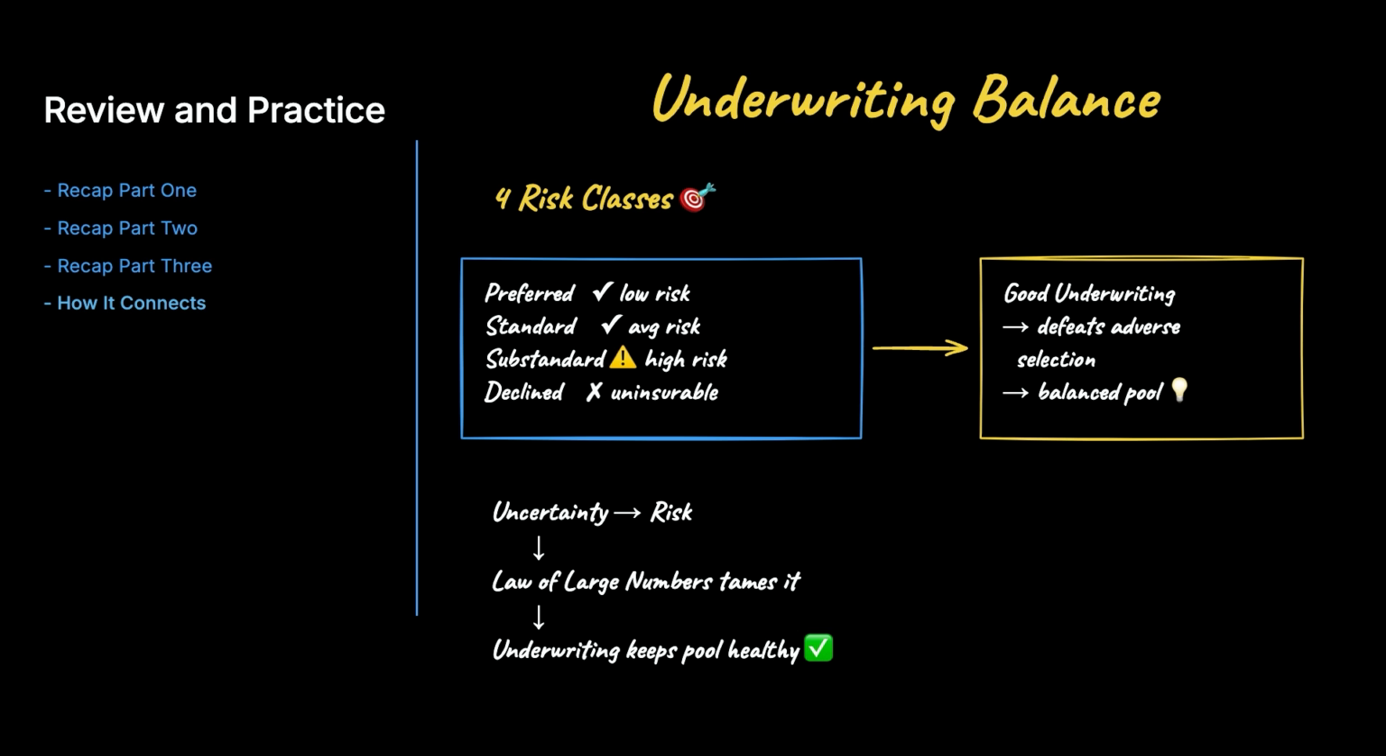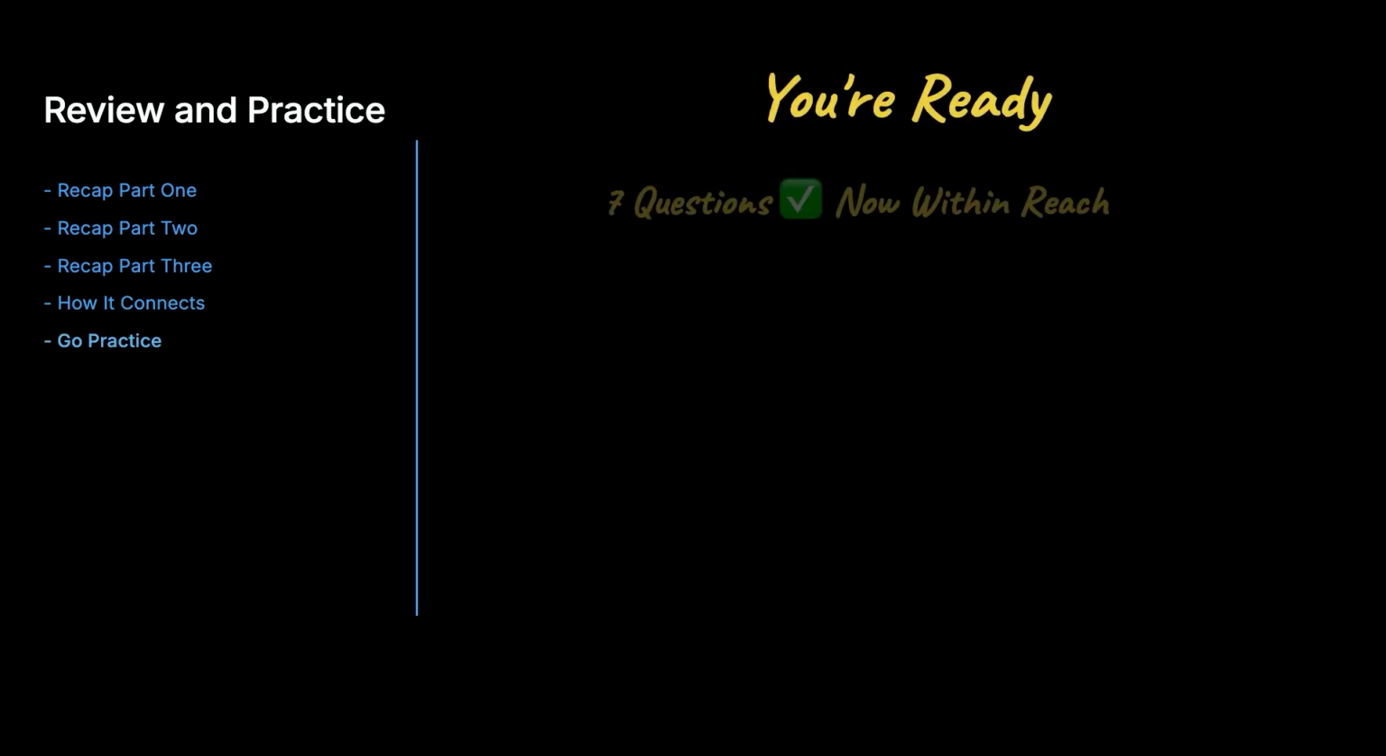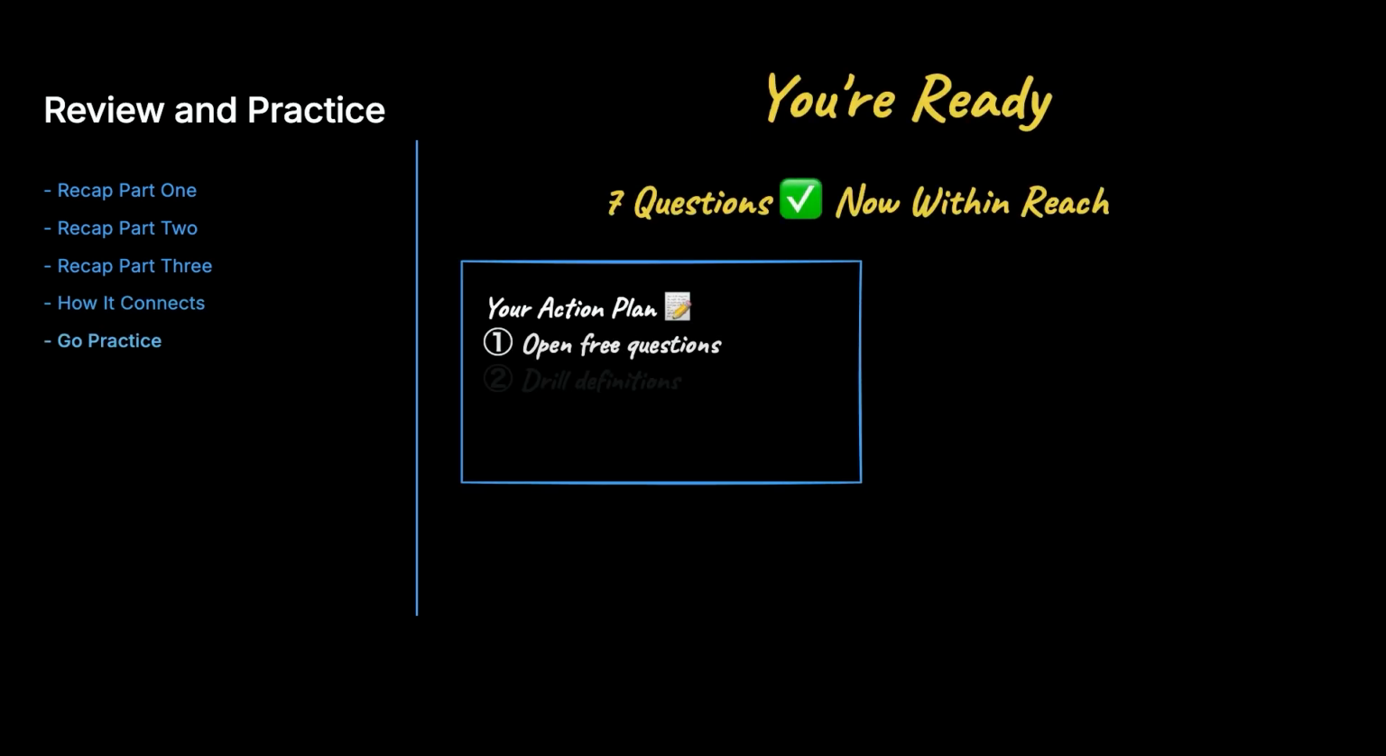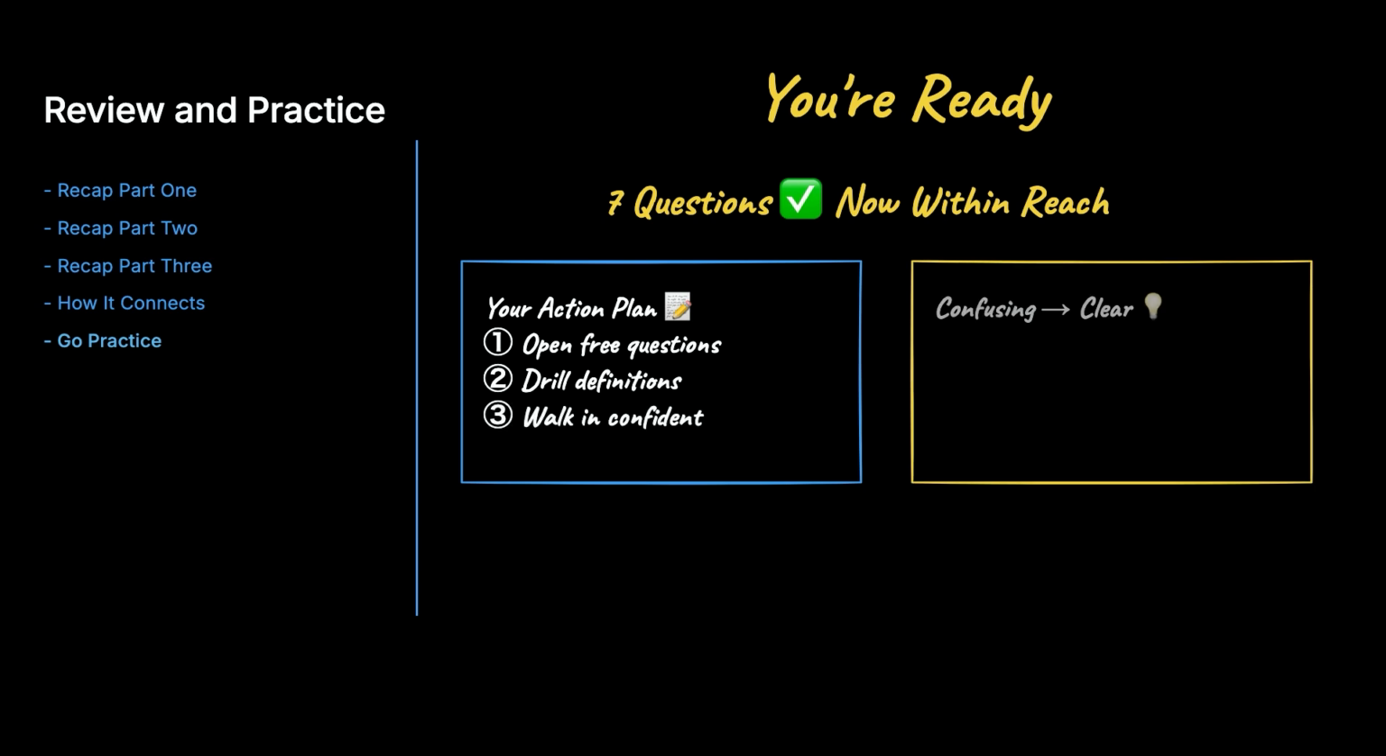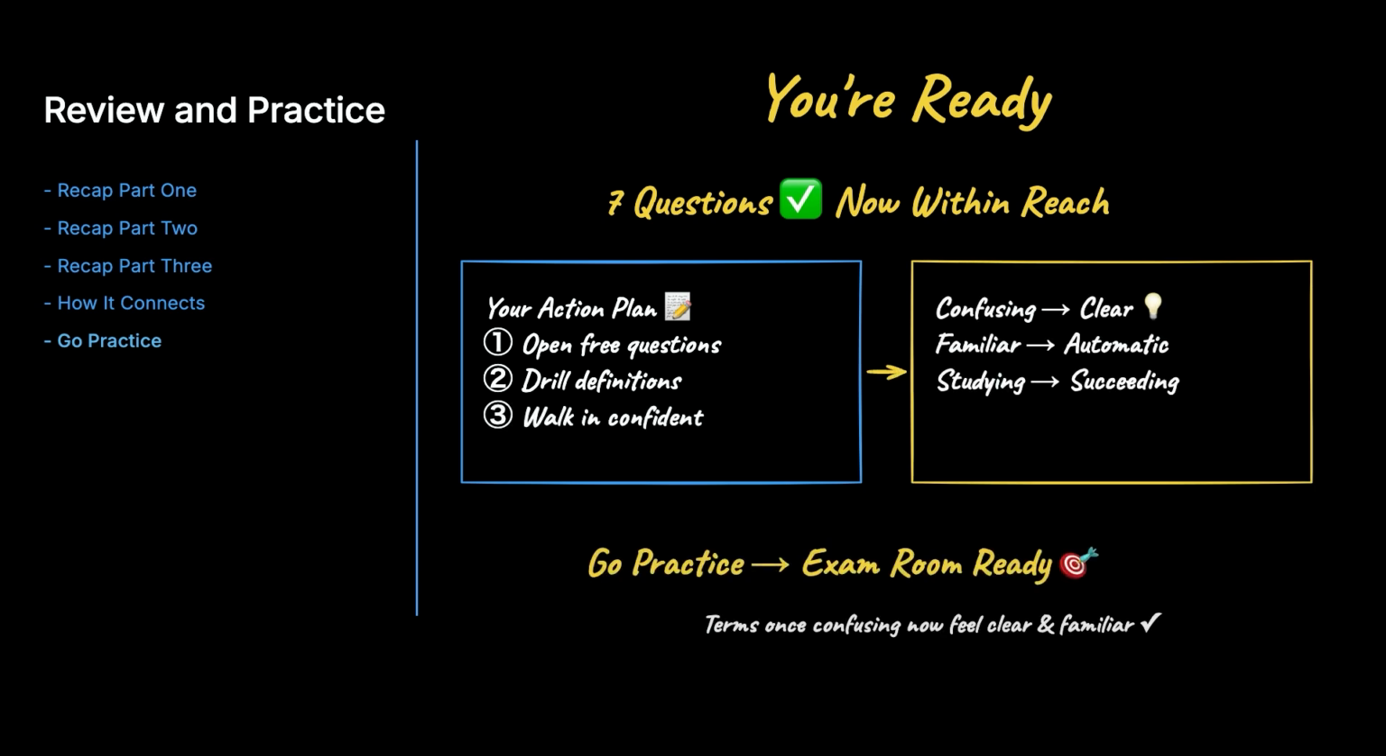Notice how it all connects. Uncertainty creates risk. The law of large numbers tames it, and underwriting keeps the whole pool balanced and healthy. You've built a strong foundation today, and these 7 questions on your exam are now well within your reach. The terms that once looked confusing should feel clear and familiar.